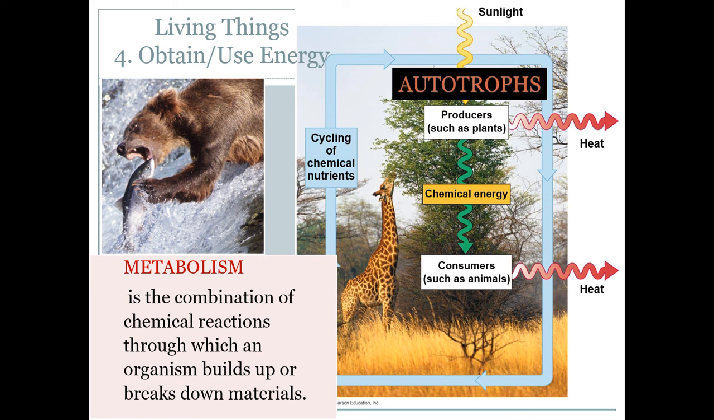We have two major types of organisms. You have your autotrophs. These are going to be your producers. They can take in sunlight through photosynthesis and make their own sugars as well as break down their own sugars. We also have heterotrophs. These are going to be your consumers and your decomposers. They cannot make their own energy molecules in the form of sugar, so they rely on consuming or decomposing other organisms to get their needed energy resources.